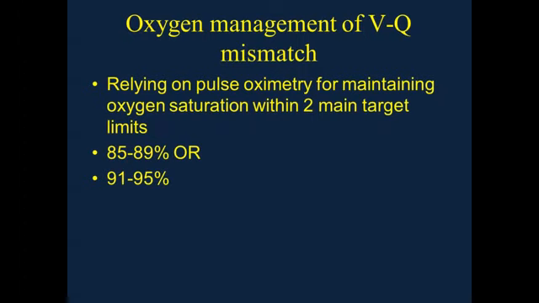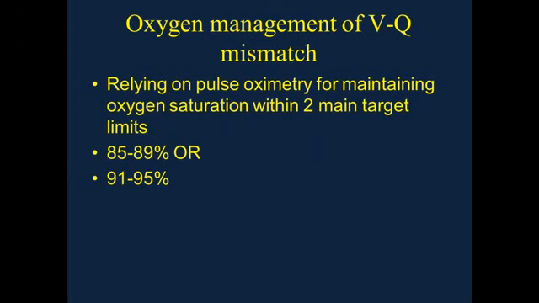Oxygen management of VQ mismatch. We rely on pulse oximetry for maintaining oxygen saturation within 2 main target limits. All over the world, there are some units that considered a low target saturation, but these units do not exist nowadays. They are more considering higher oxygen saturation. Most of the units all over the world use 85 to 89% or 91 to 95%.